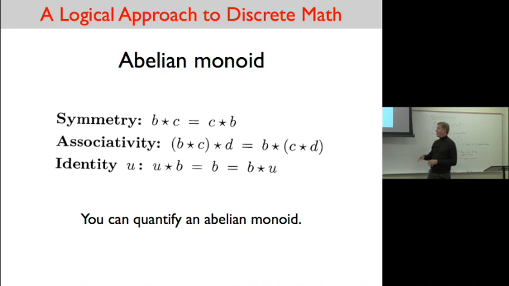Yes. Is B and C the same as C and B? Is conjunction commutative? Yes, it is. Are you with me? Is and associative? Does A and B, parentheses, and C the same as A and parentheses B and C? Yeah. And does it have an identity? What's the identity for and?